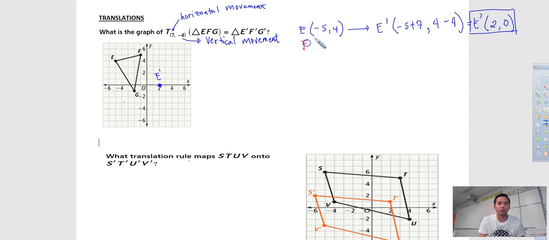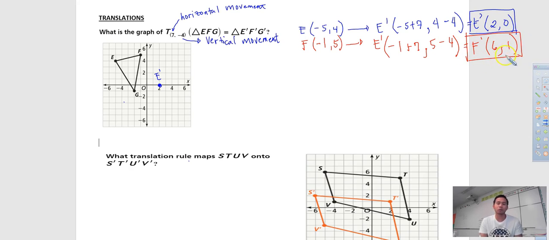All right. While we have F, the point on F is -1, 5. So your F prime would give us -1 plus 7, which gives us positive 6, and then 5 minus 4 is 1. So you can graph 6, 1, which is the location of your F prime. So your F prime is 6, 1. So it's here. This is your F prime.